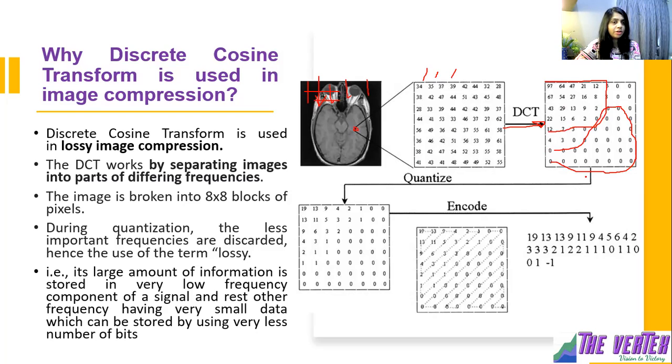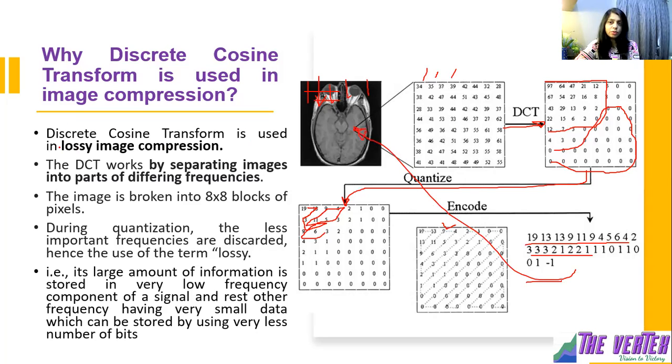Then after that you have to quantize this image. After quantization you will get this. And after this you have to encode. How to encode? Write this value, then this value, then this value, then this value, going like this. Now write these values in the sequence. So this is the encoding of this particular 8 by 8 block.